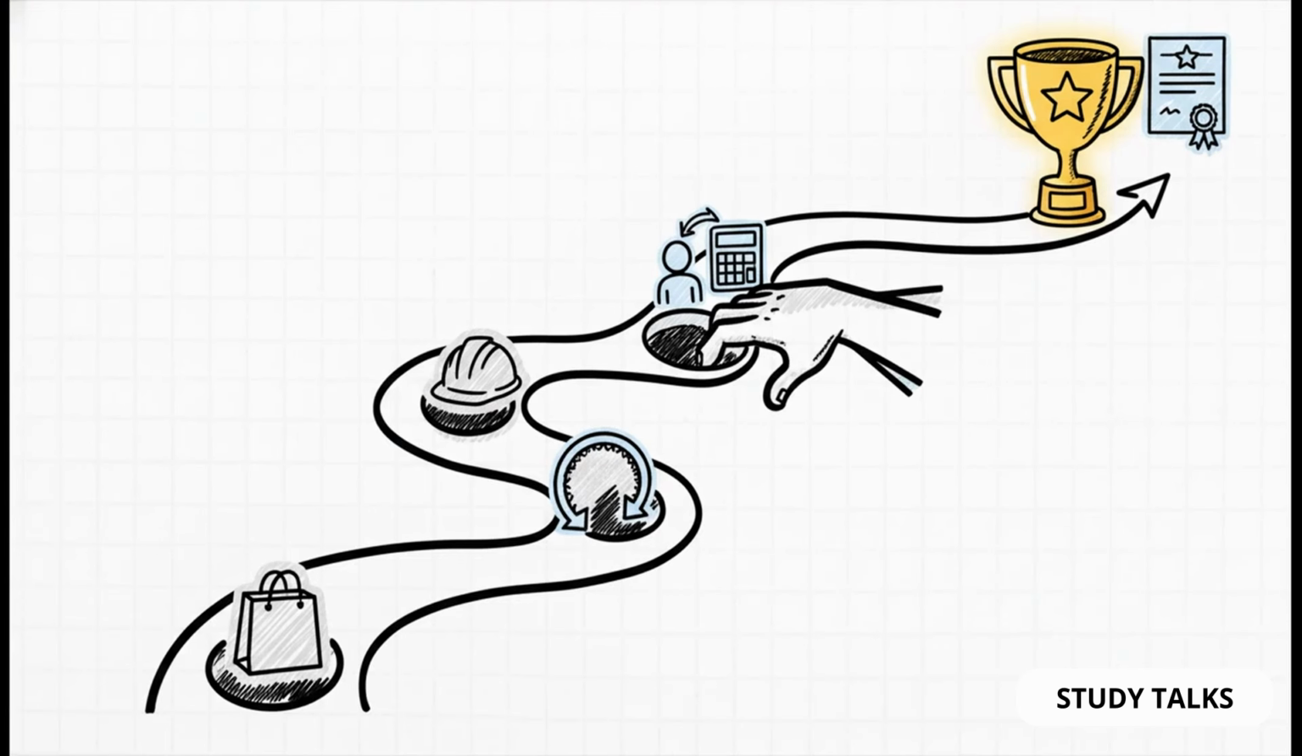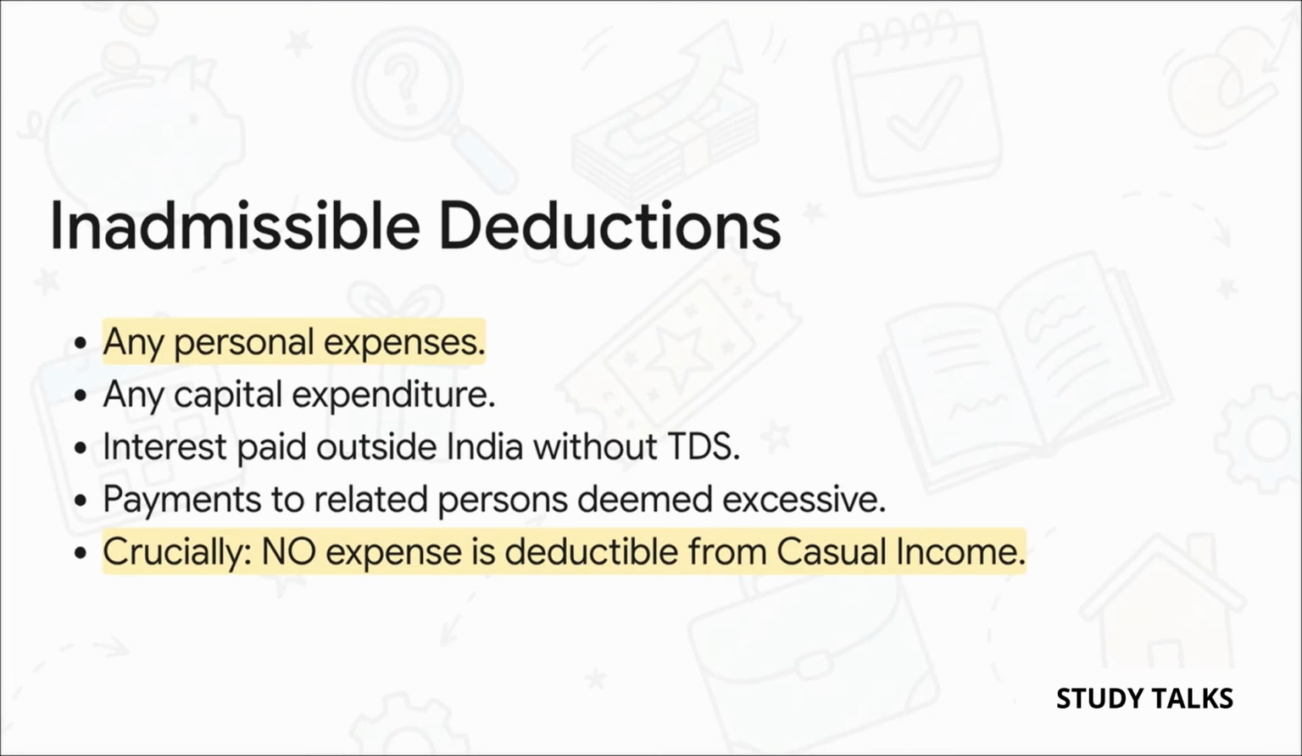But, and this is a big but, listen carefully. Knowing what you can't deduct is just as important as knowing what you can. The examiner is absolutely going to try and trick you with expenses that sound reasonable, but are a definite no-no. And here they are, the classic traps. The most important one, the one I see students mess up every single year, is this. No deductions from casual income. I'm going to say it again. You win the lottery, you cannot deduct the cost of the ticket. Do not fall for that trap. And of course, any personal expense is always out.